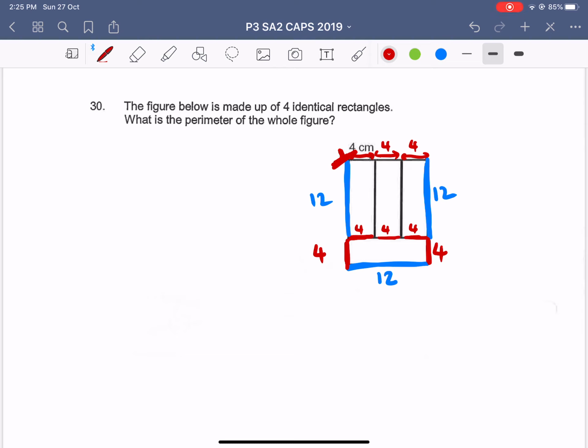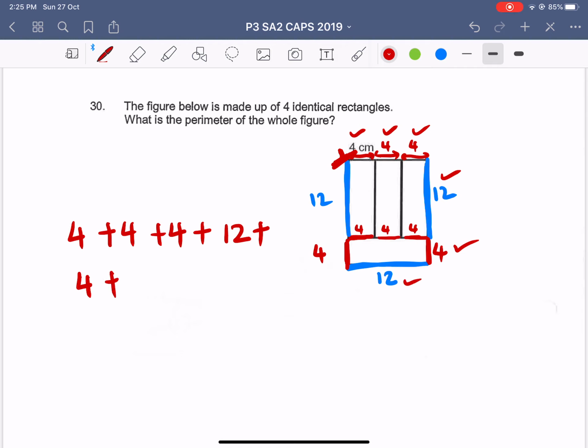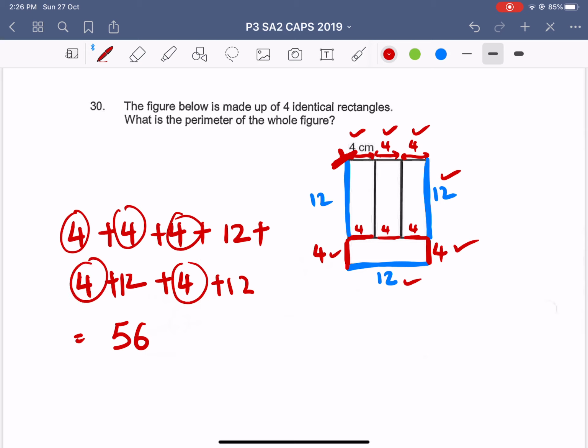So same thing, let's put a starting point here. 4 plus 4 plus 4 plus 12 plus 4 plus 4, sorry, plus 12 plus another 4 and plus 12. Okay, so if you do your addition properly, you will be arriving at the correct answer of 56. Okay, of course it takes time to add, but it is still possible to add. Alright, so some of you may add by grouping all the same numbers together. So that is 5 groups of 4 is 20, and then 3 groups of 12 is 36. So it's also 56 as the answer. Okay, that's another way to add.